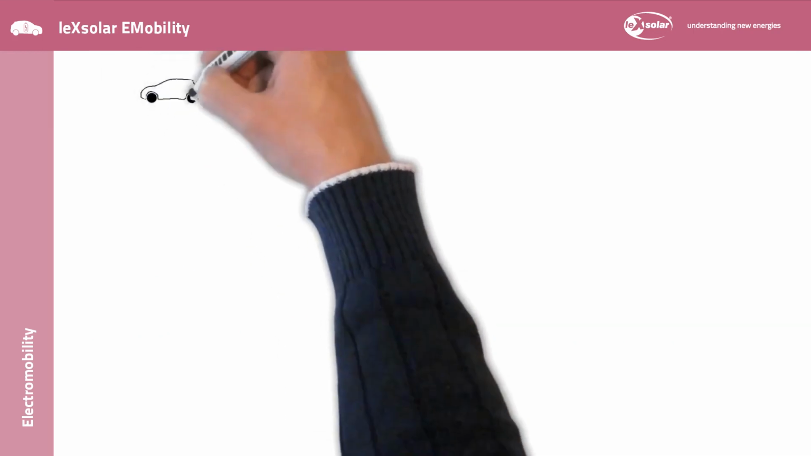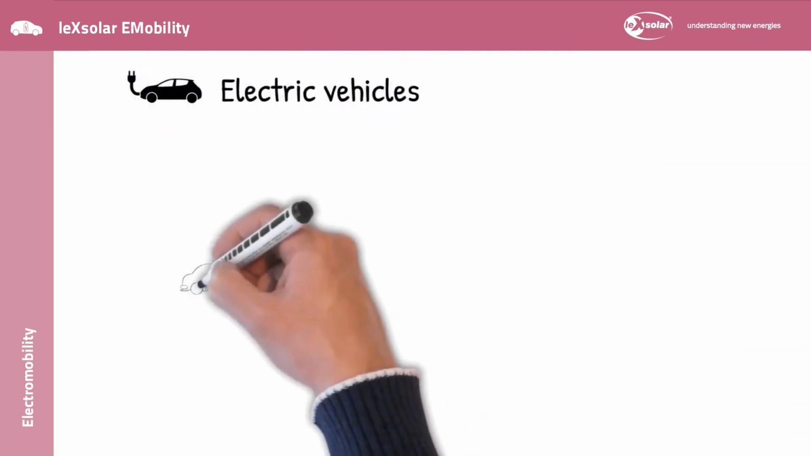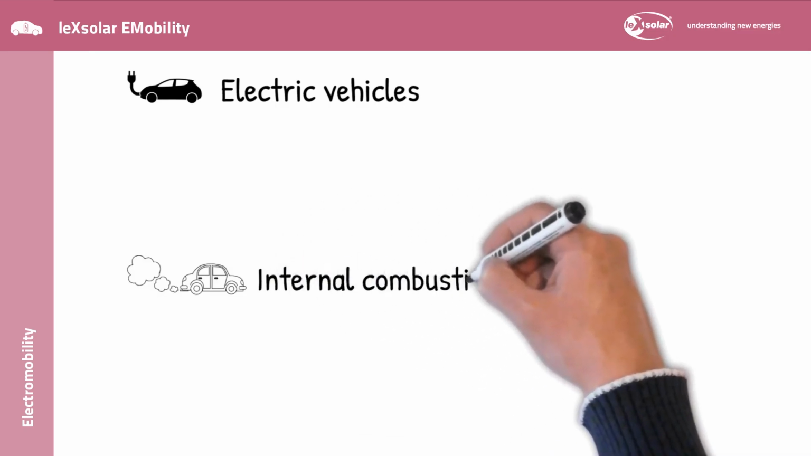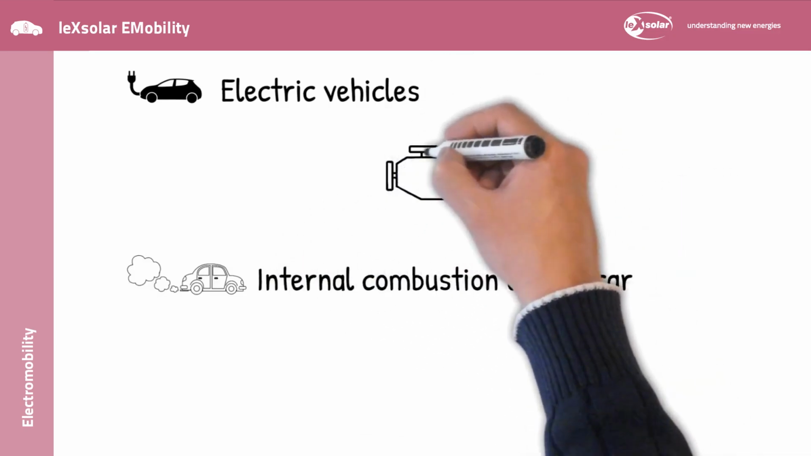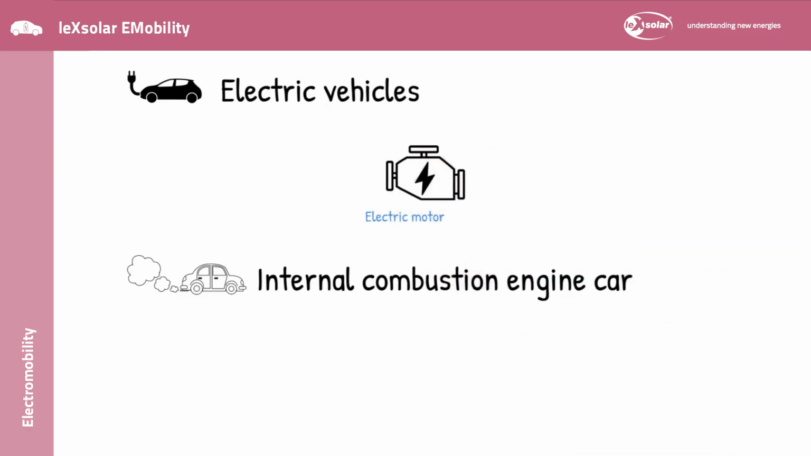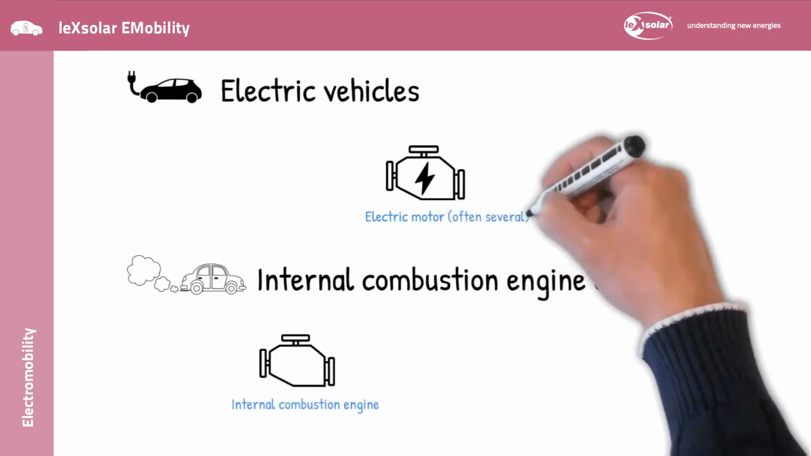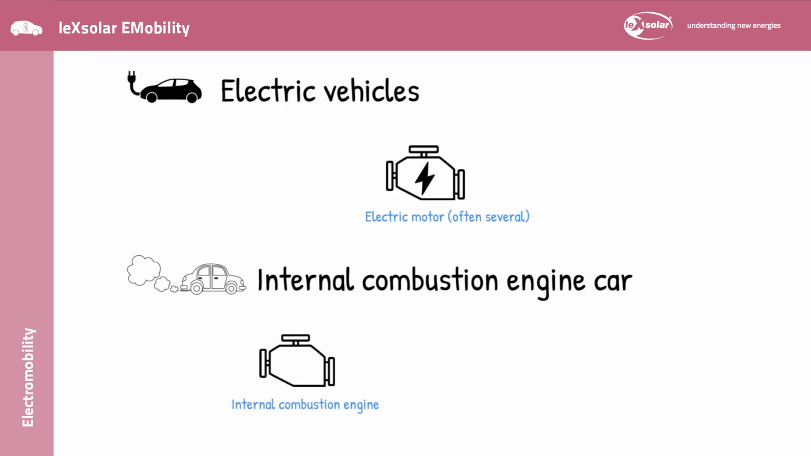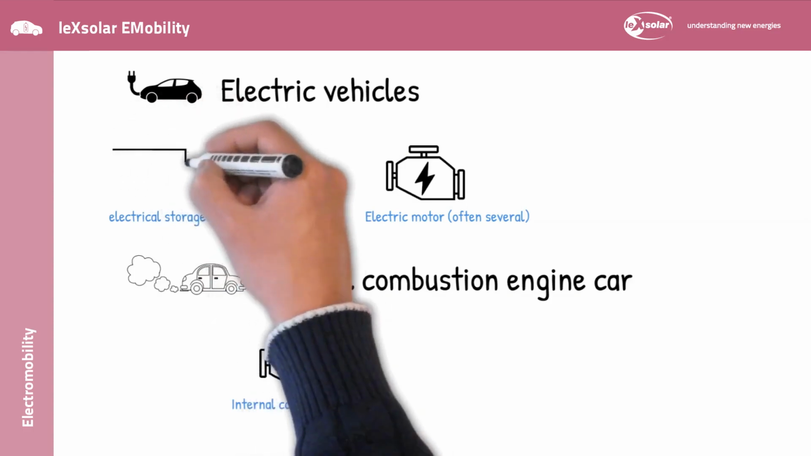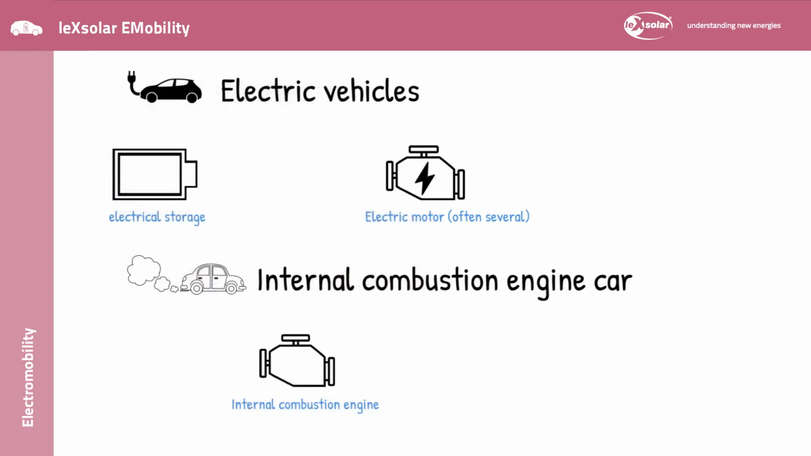First, let's take a closer look at the structure of electric vehicles compared to passenger cars with internal combustion engines. The main difference is, as the name suggests, the electric motor. Compared to the combustion engine, not only one electric motor is used, in some models several smaller motors are used. The use of electric drive results in numerous other differences in the entire drivetrain compared to the combustion engine vehicle. On the input side, the motor requires electrical energy instead of fuel. In all electric vehicles, this comes either from a battery or a fuel cell.